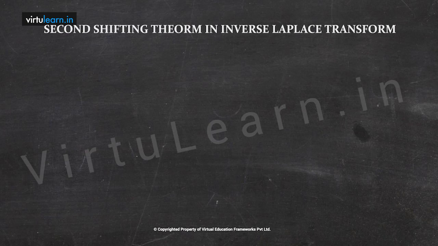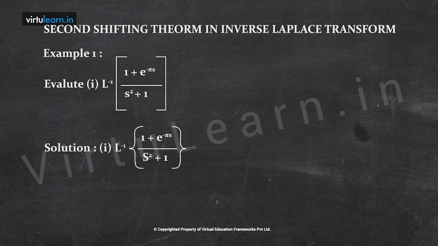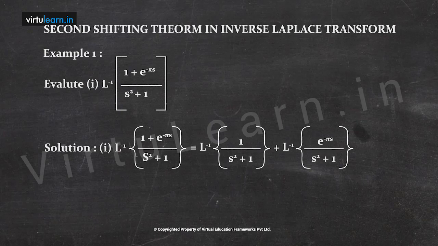The first question: evaluate L inverse of (1 plus e power minus pi s) by (s square plus 1). The answer: this can be written as L inverse of 1 by (s square plus 1) plus L inverse of e power minus pi s by (s square plus 1). I am splitting it directly.